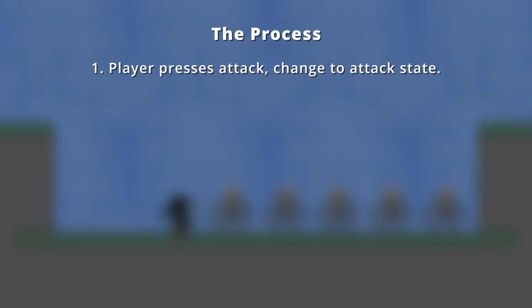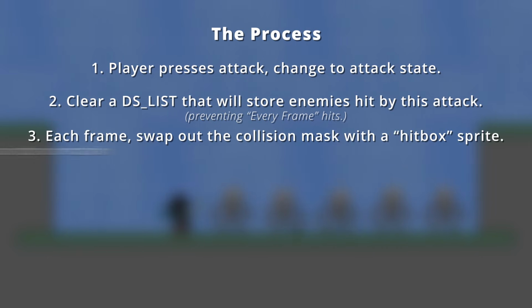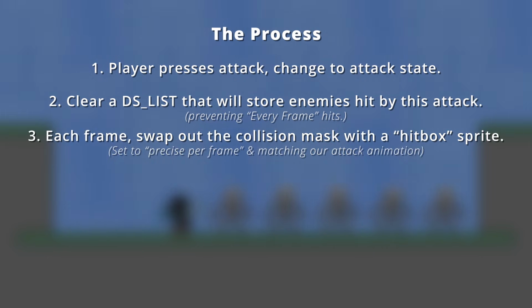Second of all, we're going to empty, or create, I guess, a DS list. This list is going to store everything that has already been hit by this particular animation. Every game step that we're in this attacking state, we're going to check to see if we've hit an enemy. We do this by temporarily swapping out our player character's collision mask from his usual walking around mask to a mask that mirrors his attack.